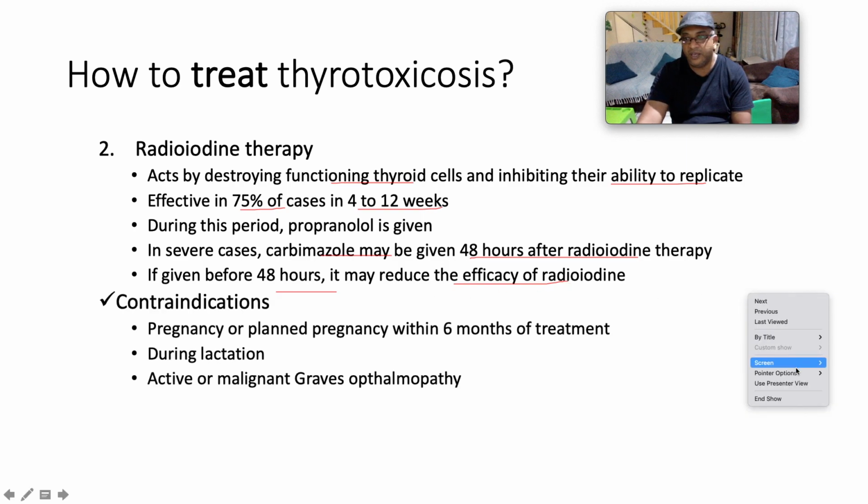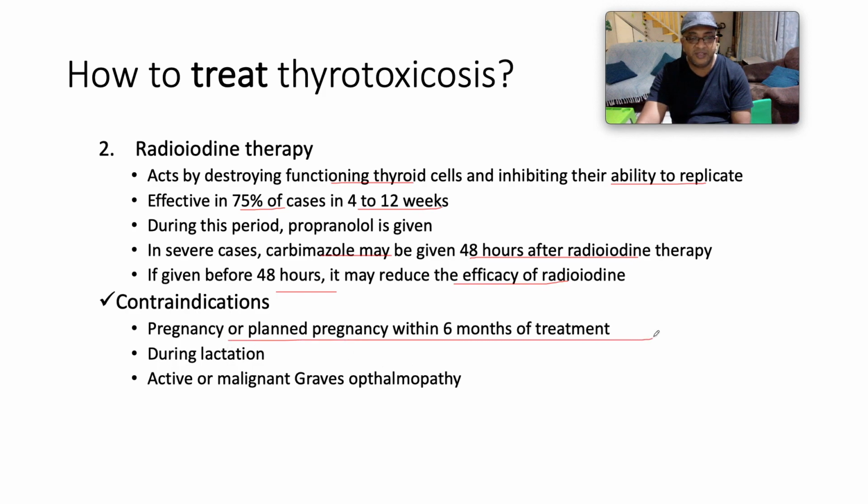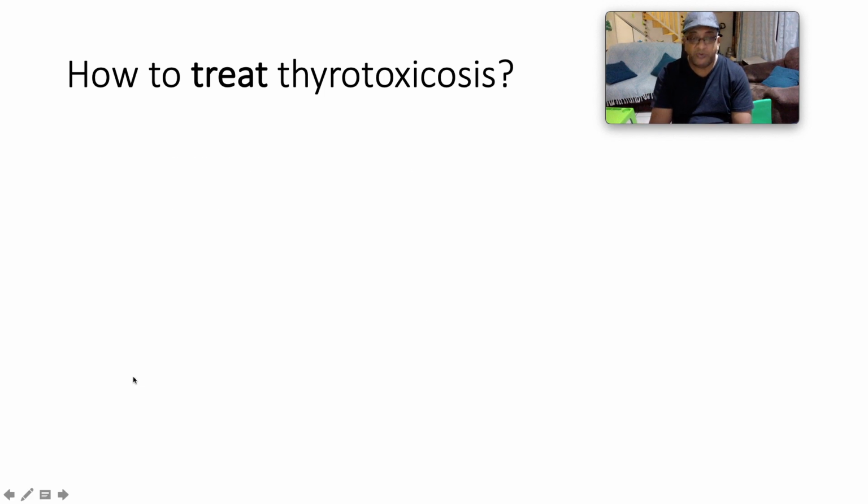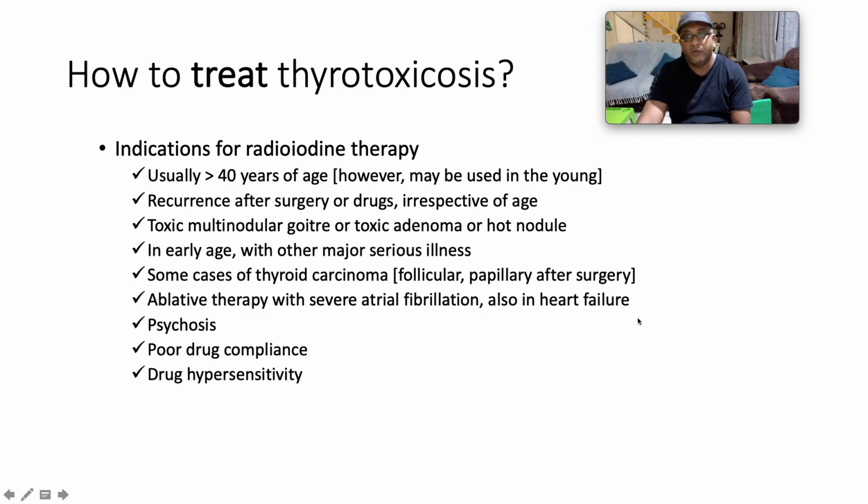Contraindications, of course, we have to note that pregnancy or planned pregnancy within 6 months of treatment is a big contraindication. Lactation is a contraindication, and of course, if we have active or malignant Graves' ophthalmopathy. Pray tell why? Because radioiodine can actually worsen Graves' ophthalmopathy, right? What are the indications for radioiodine therapy? Usually it may be considered when the patient is above 40 years of age. However, it may be used in the young, but the patient mustn't be trying to conceive, okay?